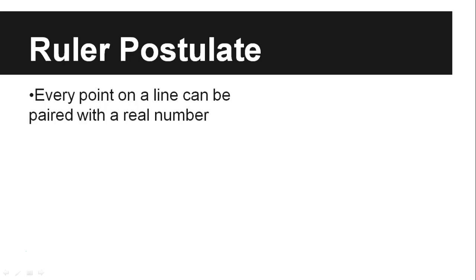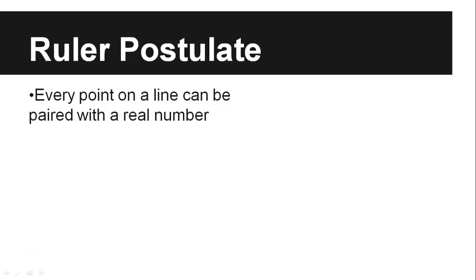If you remember from yesterday's or today's lesson, the ruler postulate or any postulate is something that does not need to be proven. It can be just accepted as a mathematical truth. So here's our first one that is new for this section. It's called the ruler postulate. And it says that every point on a line can be paired with a real number.